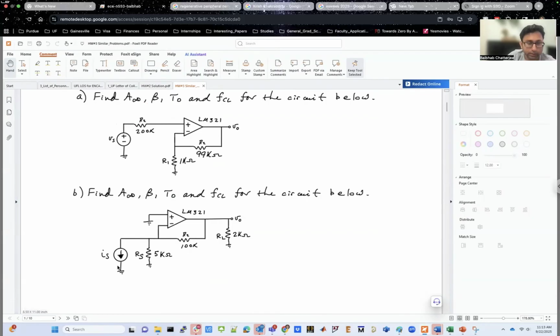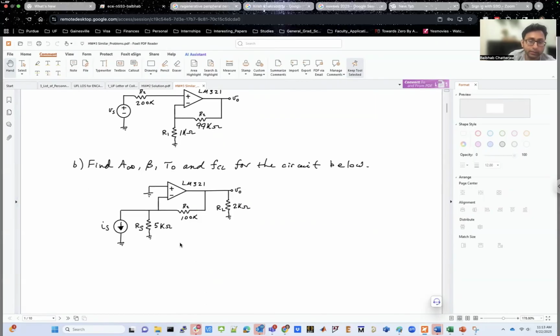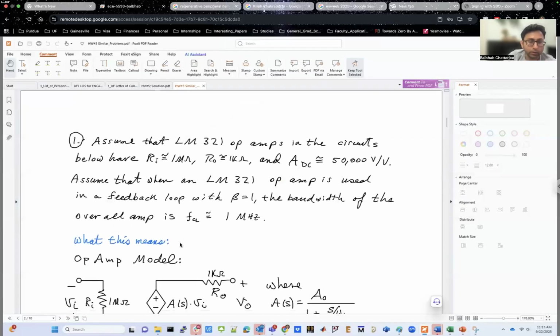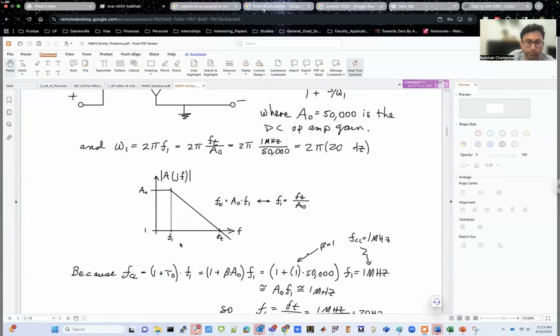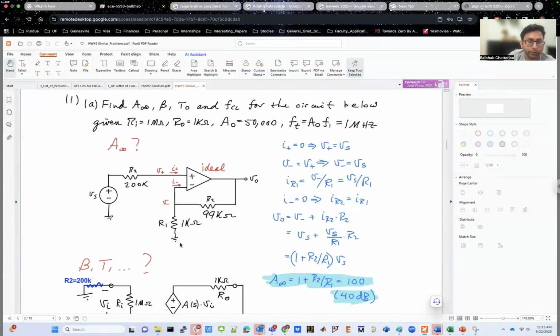Now this is with a current input and a voltage output. I hope that with everything that we have gone through in the class, we should be able to find out what is your A infinity, beta, T naught, and FCL for this circuit as well. The solutions are actually given, so please go through the solution. I'll not go through them step by step, but let me know if there are any questions.